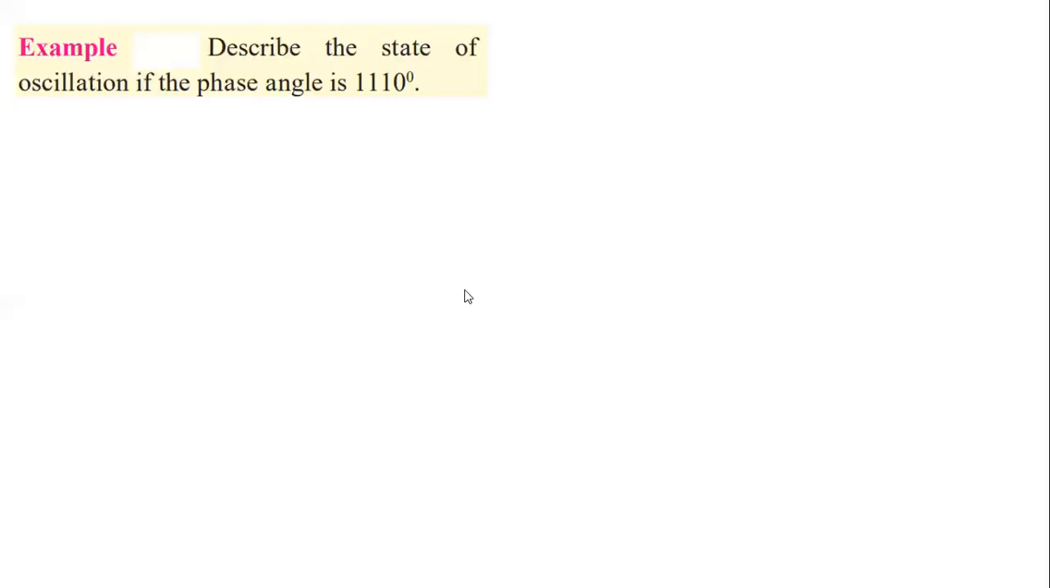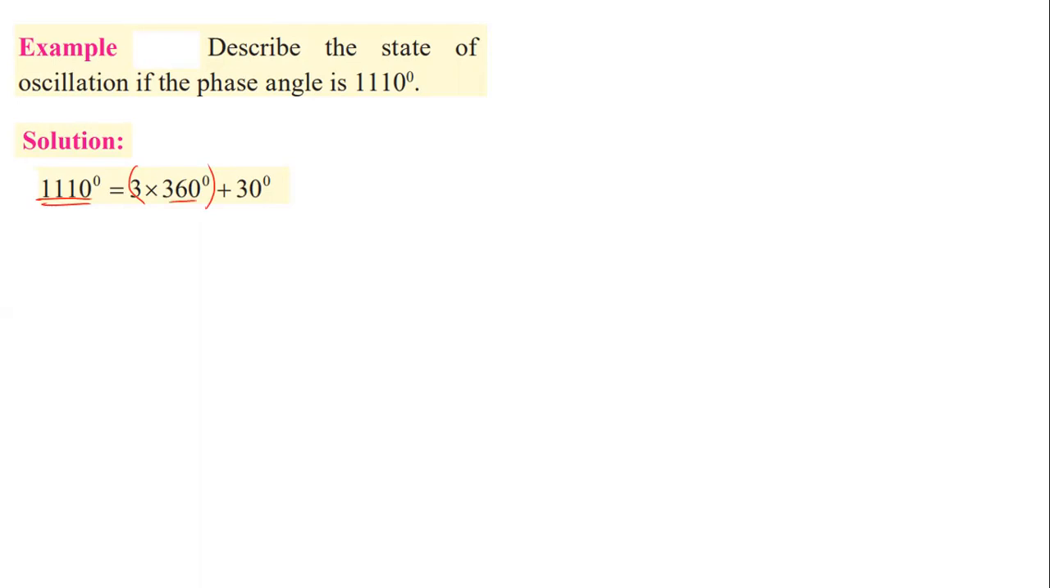Let's see an example based on this. Describe the state of oscillation if the phase angle is 1110 degree. Now let's see the solution here. So 1110, that we write as a multiple of 360 plus something. So 3 into 360 plus 30 is 1110.